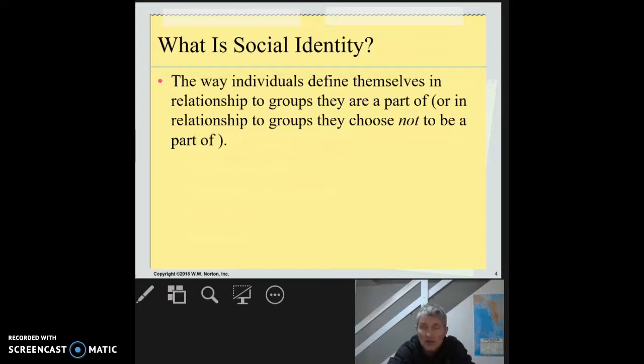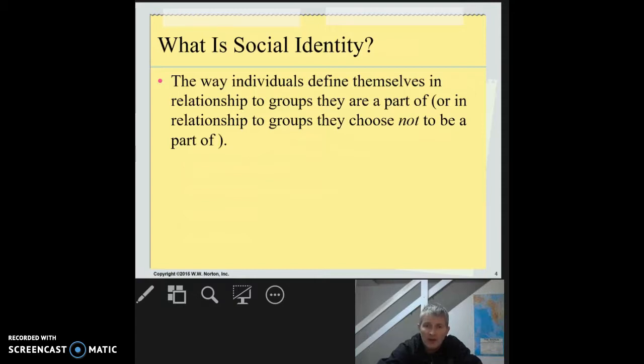Social institutions, that's really looking at the macro level of things. Social identity is coming down to the micro level of our existences. What is a social identity? It's the way individuals define themselves in relationship to groups they are part of, or in relationship to groups they chose not to be a part of.